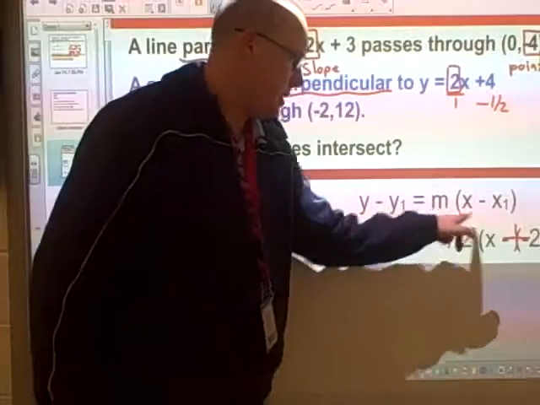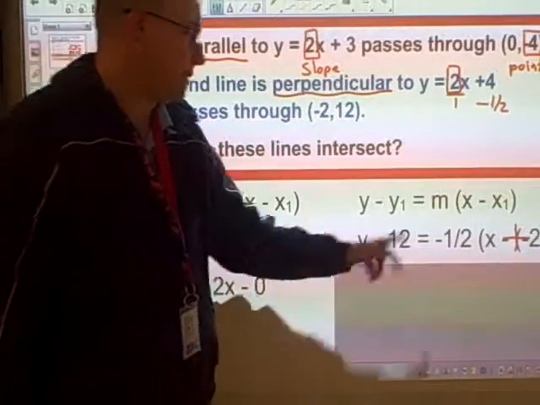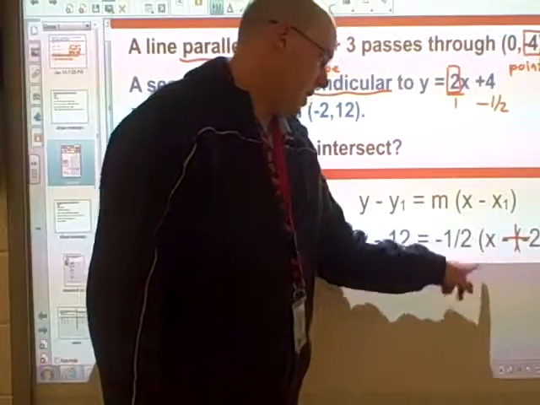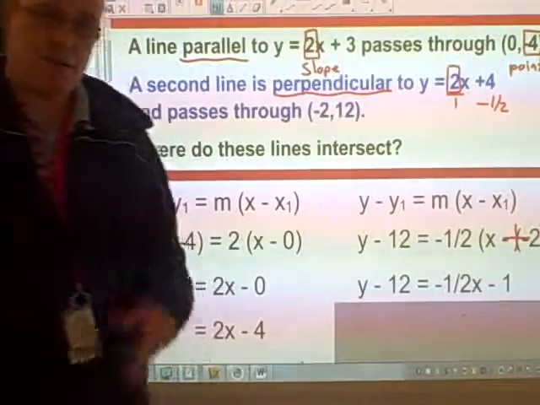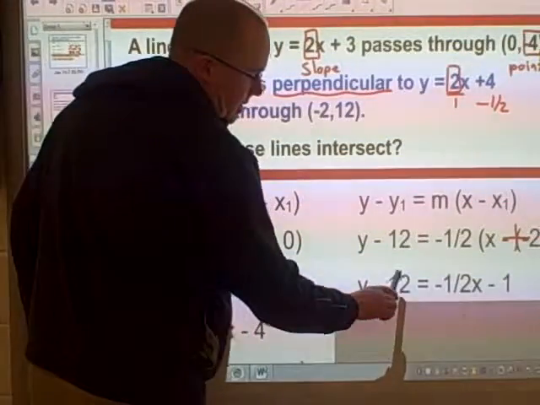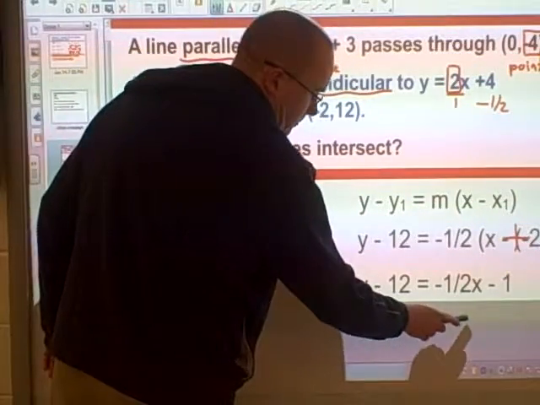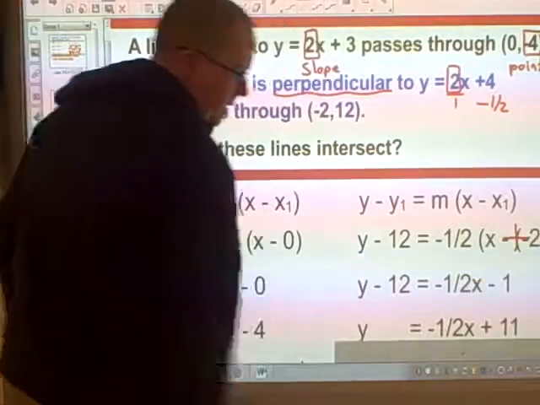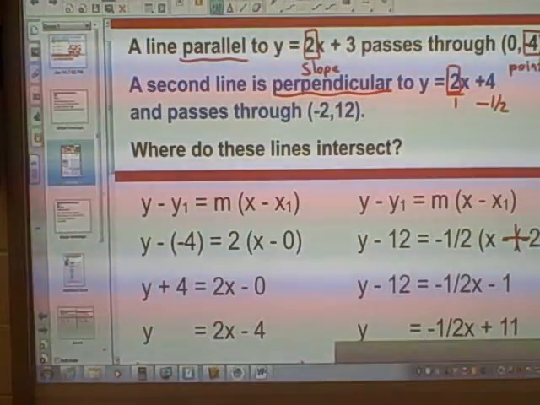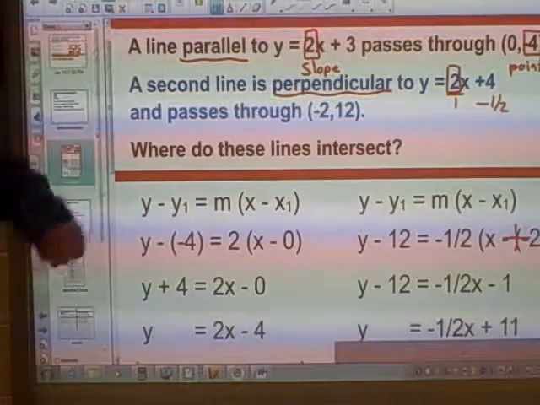Now when I distribute here, -1/2 times x is -1/2 x. -1/2 times +2 is going to be -1. Positive and a negative gives me a negative. And if you're not too good with the fractions, make sure you use your calculator for that step. And to make it say y equals, I'm going to add 12 to both sides as well. And -1 plus 12 is +11. And that could just be a question in its own right for Unit 4.